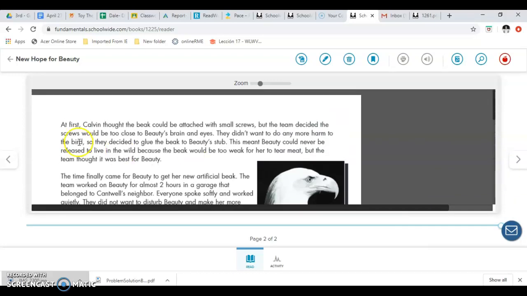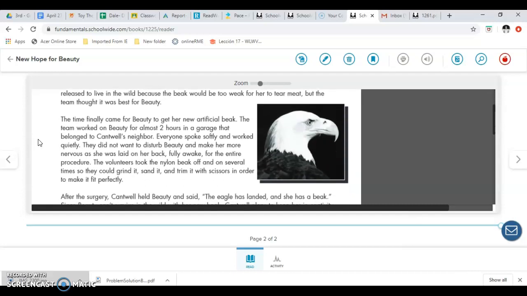At first, Calvin thought the beak would be attached with small screws, but the team decided the screws would be too close to Beauty's brain and eyes. They didn't want to do any more harm to the bird, so they decided to glue the beak to Beauty's stub. This meant Beauty could never be released to live in the wild because the beak would be too weak for her to tear meat, but the team thought it was best for Beauty.